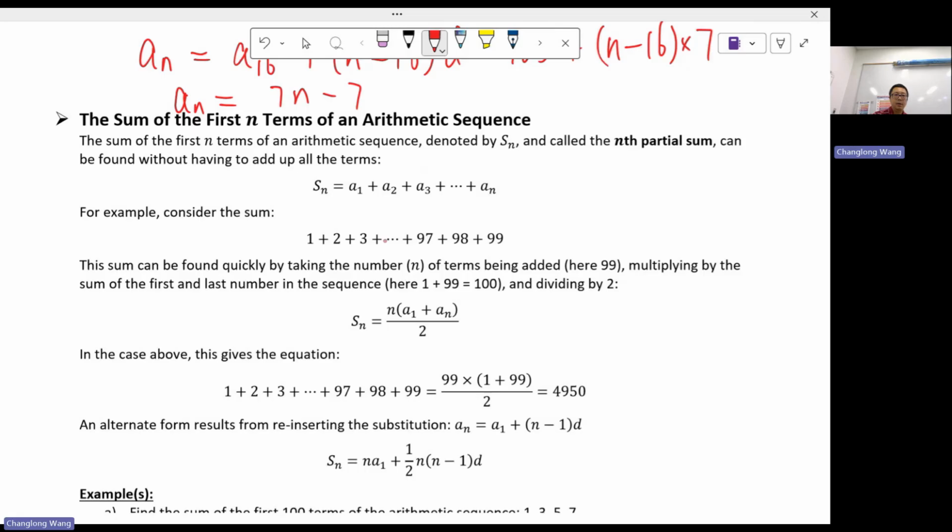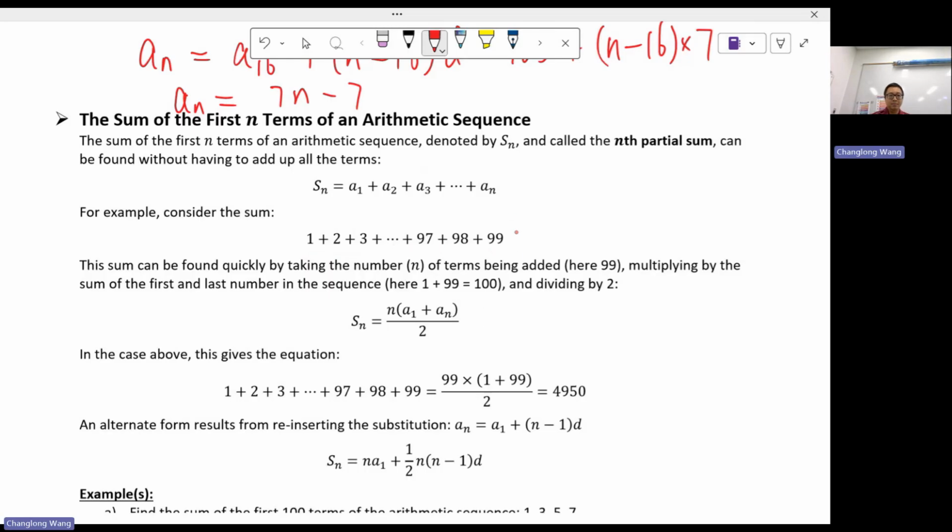So let's say we're trying to add up all the numbers from 1 to 99, not missing any number. So go from 1 to 99 and add them up. As you see, that has to be an arithmetic sequence. So what is the common difference for this particular sequence? The common difference is 1.